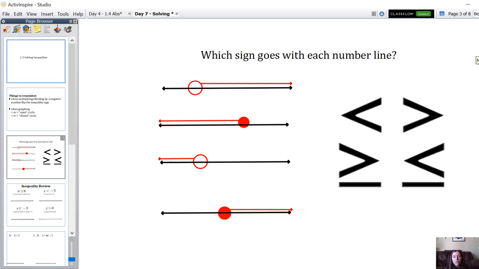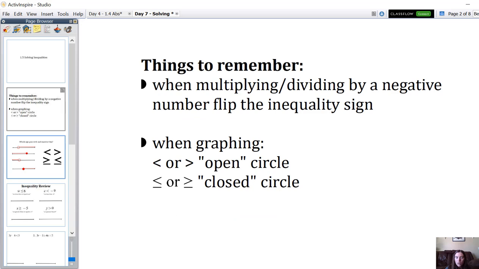So here I've given you 4 number lines with some sort of inequality happening. We've got an open circle with our arrow pointing to the right, a closed circle with an arrow pointing to the left, open circle going to the left, and closed circle going to the right. We want to match each of these number lines to our different inequality signs. So as I was saying before, if you have an open circle, you're either going to use the strictly less than or strictly greater than sign. If you have a closed circle, less than or equal to or greater than or equal to.